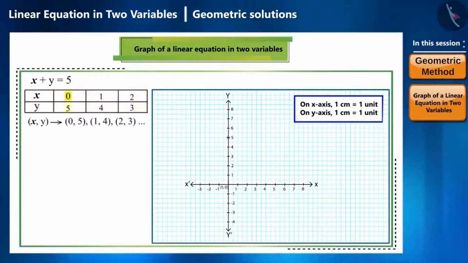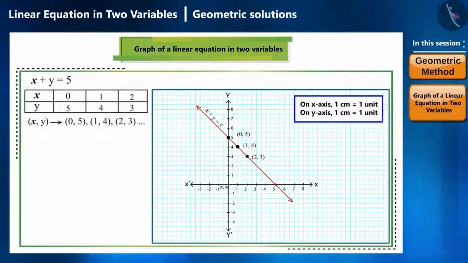The point (0, 5) is plotted here. The point (1, 4) is plotted here. You can also show the point by drawing a perpendicular from point 1 on the x-axis and a straight line from point 4 on the y-axis. And the last point (2, 3) will be here. Now we will draw a line connecting these 3 points. This way, we represent a linear equation with two variables on graph paper.